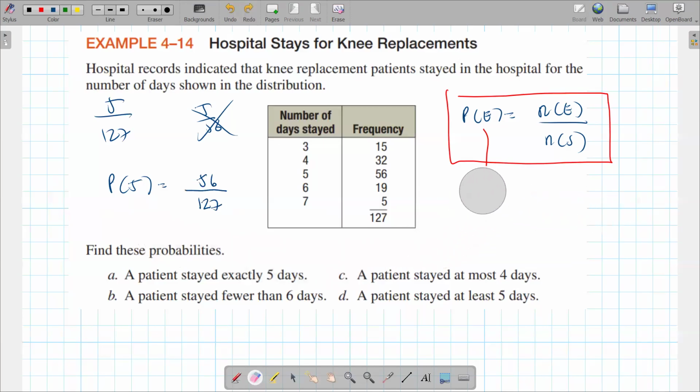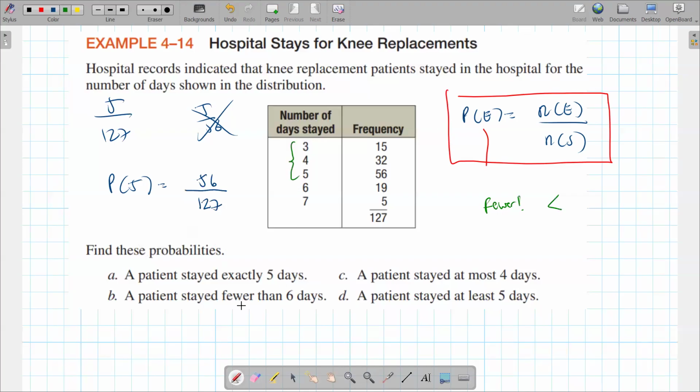You're going to use the same formula, but they will make it a little bit tricky for you. Part B, a patient stayed fewer than six. Fewer than six. So does that mean 3, 4, 5, or does that mean 6, 7? Fewer than that is less than six. So fewer means strictly less than. That 6 is not included, okay?